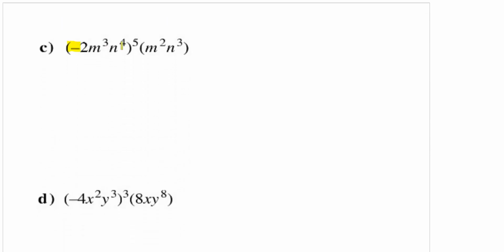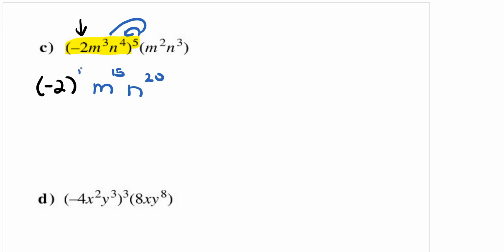So we have to deal with this bracket first. Let's go backwards here. This is n to the power of 20, and this is m to the power of 15. And then I have this negative 2 here, so the negative 2 is being raised to the power of 5. On the side here, we still have m squared, m cubed.